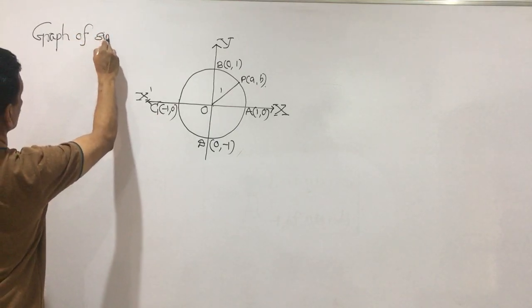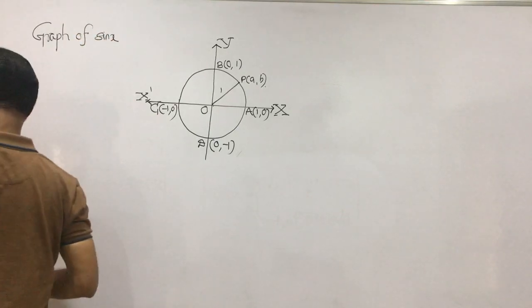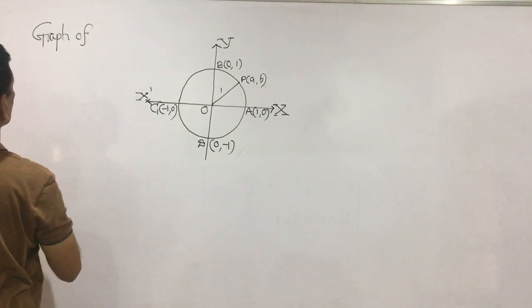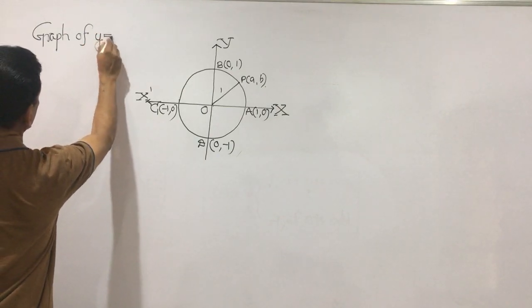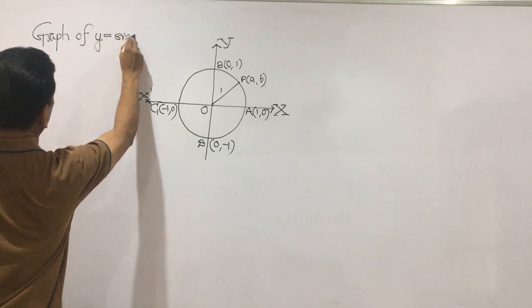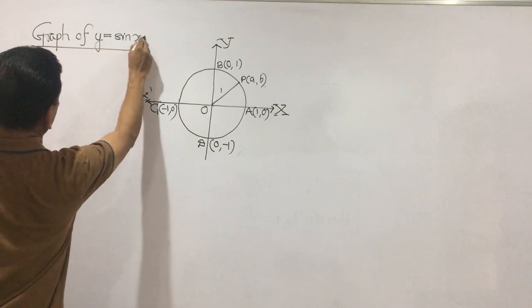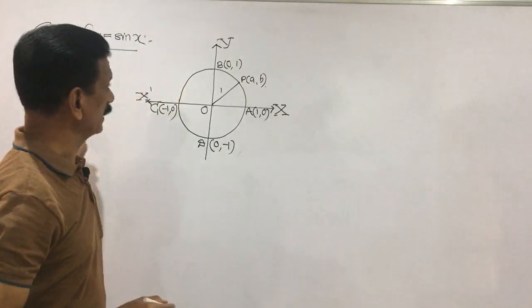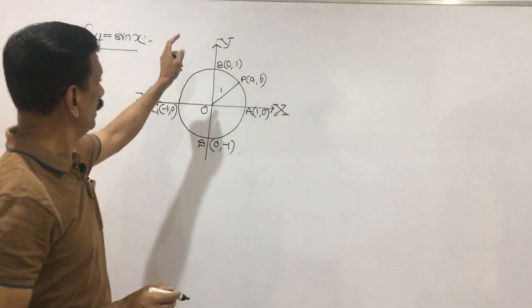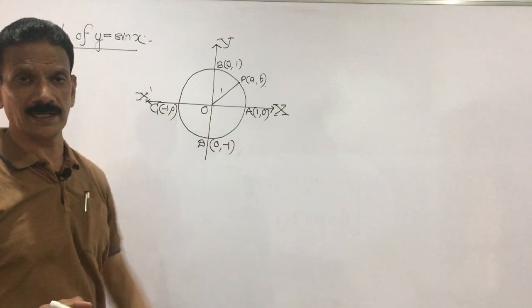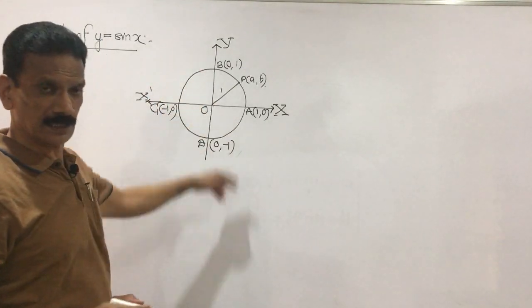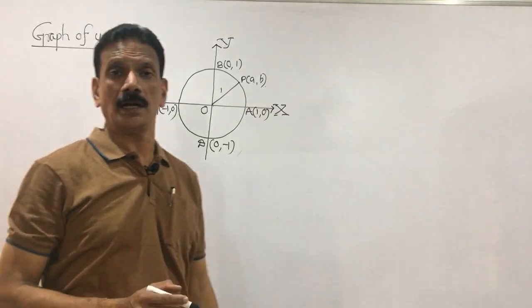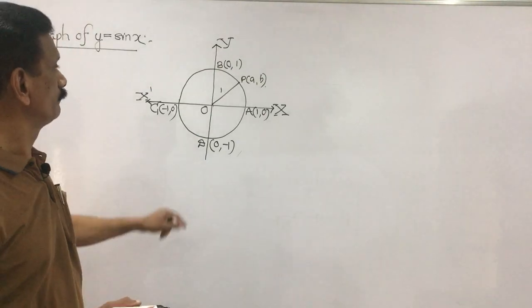Graph of sin x, or we can write that as graph of y equal to sin x. I hope you understand, my dear friends. See here, x is the angle and y is the corresponding value. Means the angle x we are taking on the x axis, and the corresponding value we are taking on the y axis.